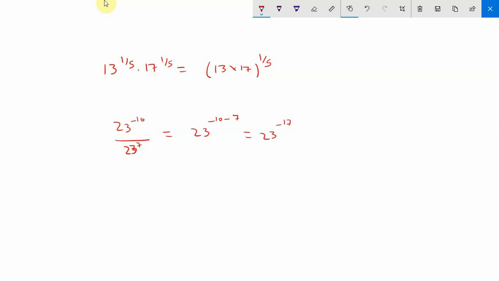So if we have a greater than 0 and m and n are integers such that m and n have no common factors, then a to the power m by n can be written as the nth root of a to the power m, or we can also write this as the nth root of a to the power m. Okay. Similarly, if a is greater than 0 and p and q are rational numbers.